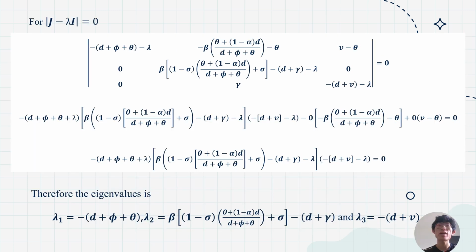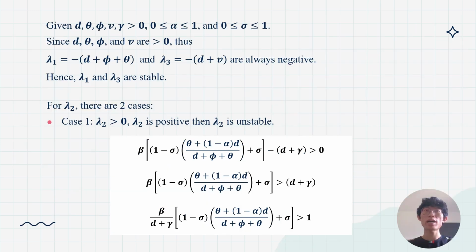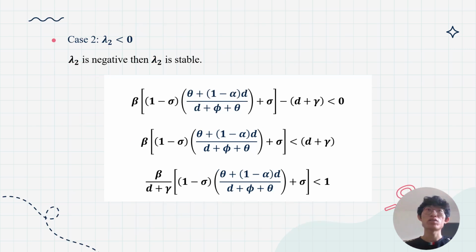Then we find that there are 3 eigenvalues for the E0. Given d, theta, pi, nu, gamma are larger than 0 and alpha and sigma are between 0 and 1, we note that lambda 1 and lambda 3 are always negative. Hence, lambda 1 and lambda 3 are stable. Then for lambda 2, there are 2 cases. Case 1, when lambda 2 is larger than 0, lambda 2 is positive, then lambda 2 is unstable. For case 2, lambda 2 is less than 0, which means lambda 2 is negative, then lambda 2 is stable.